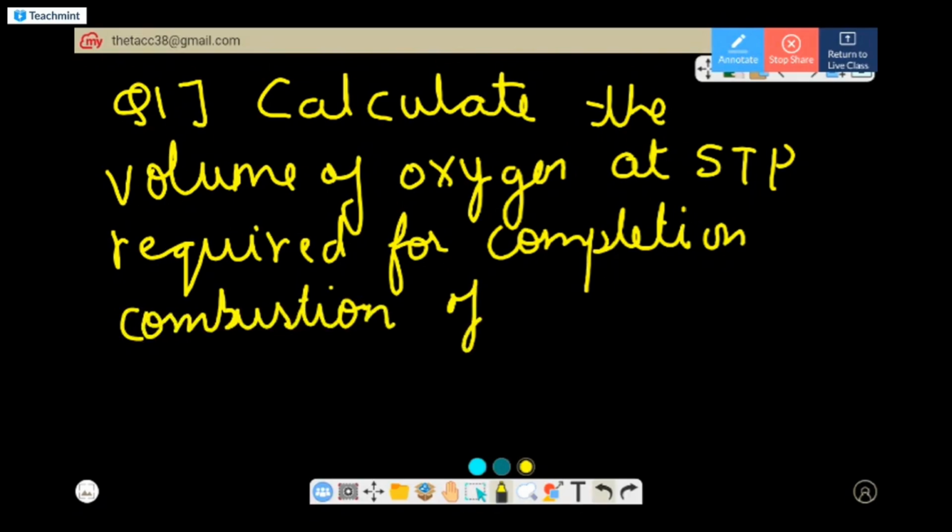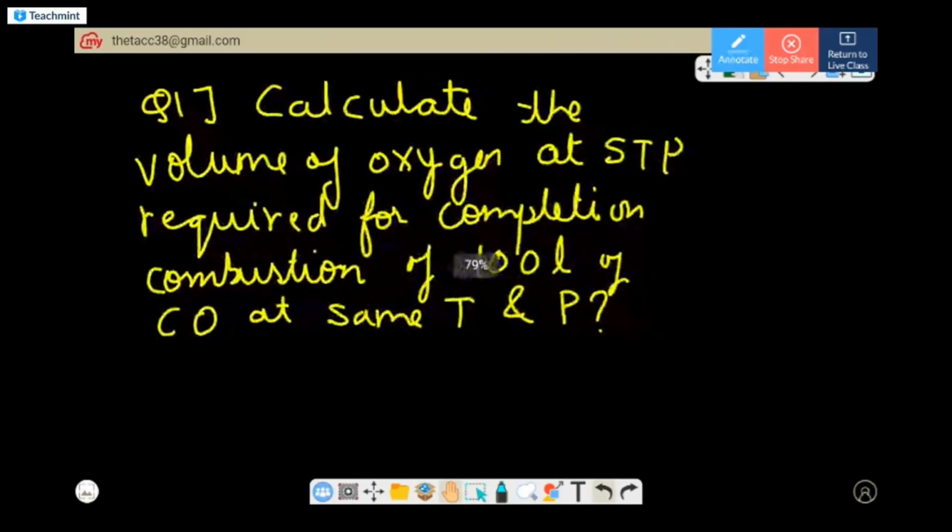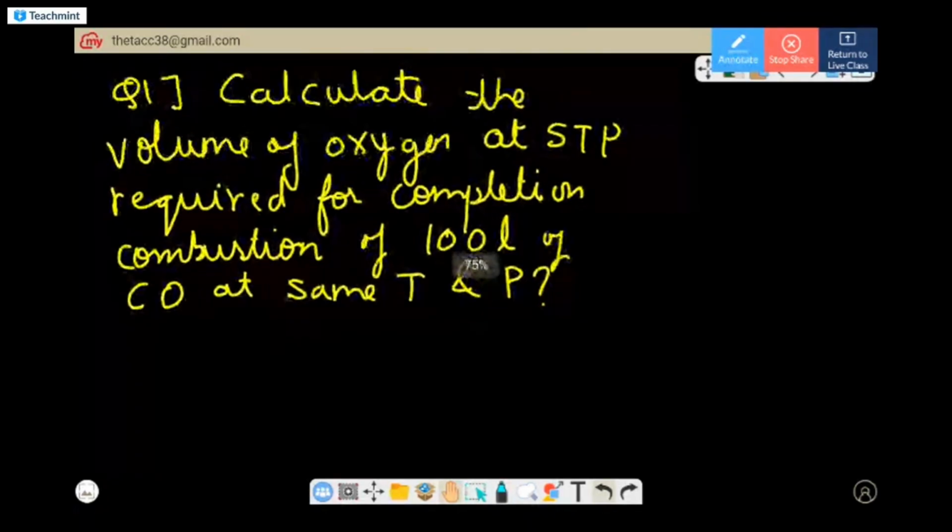Required for complete combustion of 100 liters of carbon monoxide at the same temperature and pressure. We're not changing temperature and pressure. If you change it, volume will get affected, but that way of solving we'll take later. First, let's do all the simple questions. Now you can clearly see, did they give you the result here? No RHS is given. What is the product? It's not given in the question.